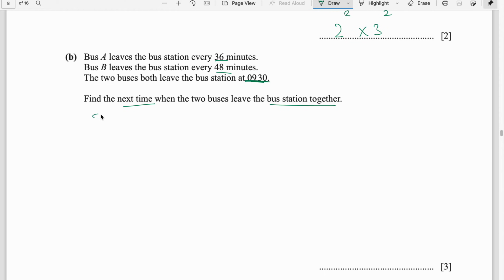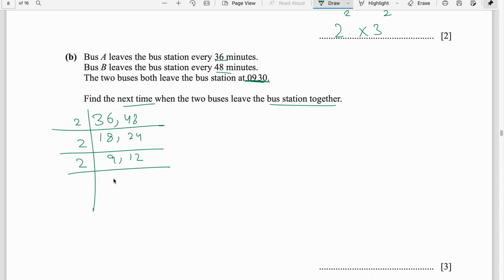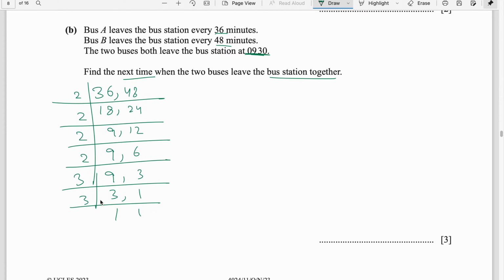So that's LCM. 36, 48, 2, 18, 24. 2 again, that is 9, 12. 2 again, that is 9, 6. 2 again, that is 9, 3. Here comes 3, 3 and 1. 3 again, 1 and 1. So LCM is 1, 2, 3, 4. 2 raised to the power 4 times 3 squared. So which is 2, 2 times 4, 2 times 8, 2 times 16. So we have 16 into 9.